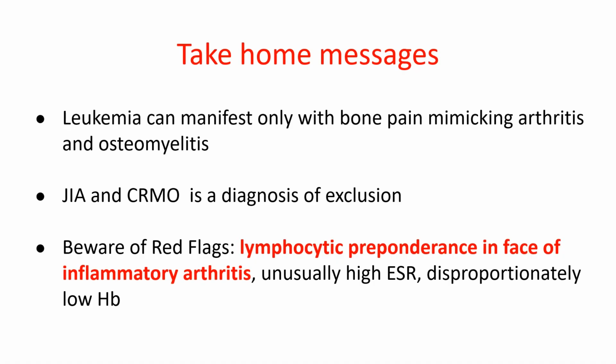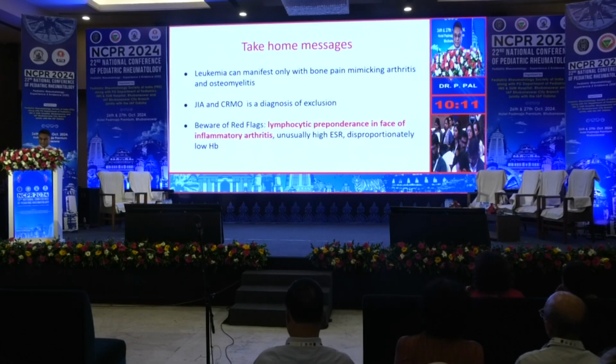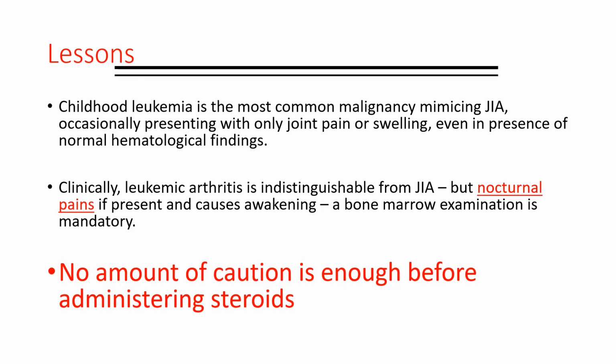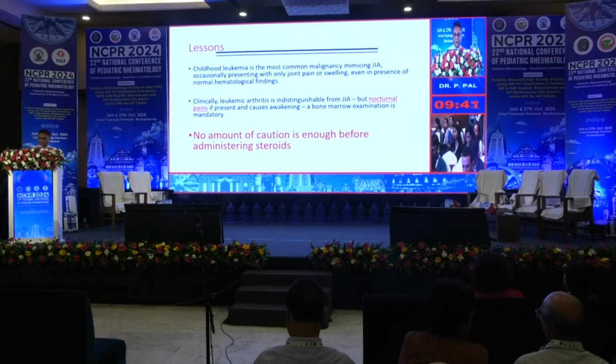So a red flag will be, definitely, we know, disproportionately low hemoglobin, low platelets, high ESR. But if you look at the initial blood count, a lymphocytic preponderance in a phase of an inflammatory disorder, it should always be taken with a lot of caution. And we all know the nocturnal pains. So JIA pain is the morning stiffness, but if you have a patient with pain at night, always be very, very cautious. And no amount of caution is enough before administering steroids.